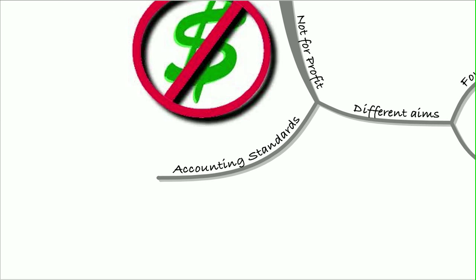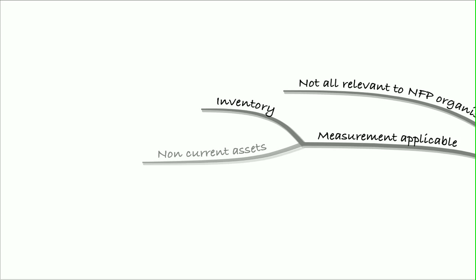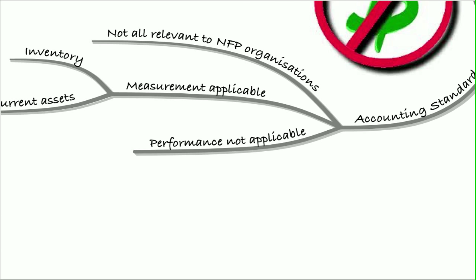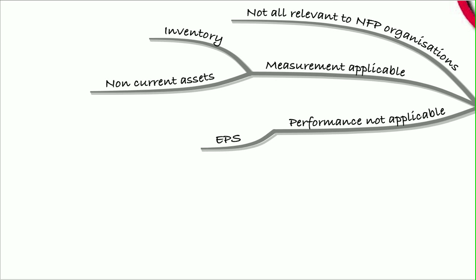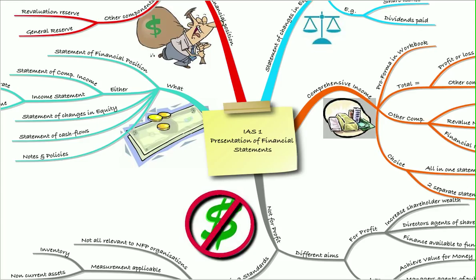So accounting standards, when we're looking at them, not all of them will be relevant to not-for-profit organisations. So they'll maybe want to measure things like inventory and non-current assets, but the performance areas will not be as applicable. So for example, earnings per share wouldn't be applicable to not-for-profit organisations. So we need to be aware that there are different aims for different organisations. In profit-making entities, they will be interested in all of the standards. Not-for-profit organisations, the measurement ones will be more applicable, the performance ones not so applicable. So IAS 1 covers our presentation of financial statements.